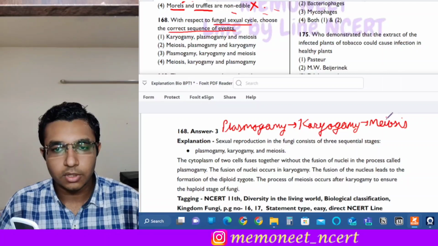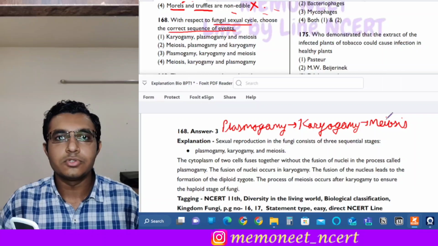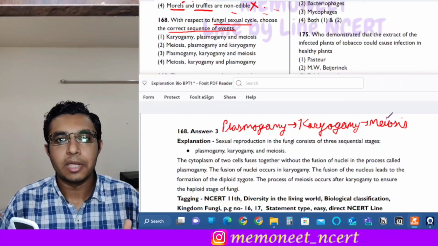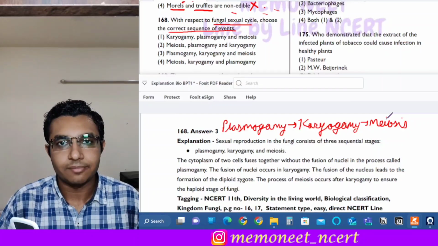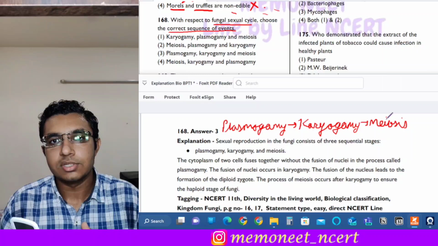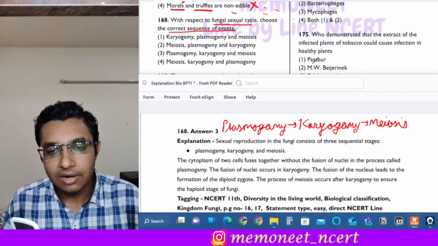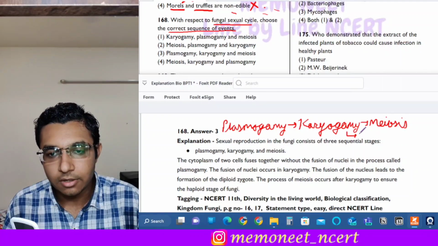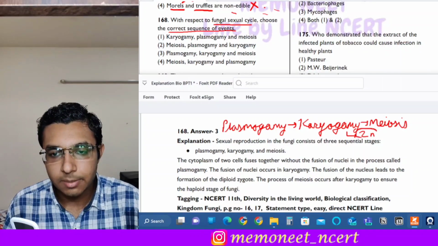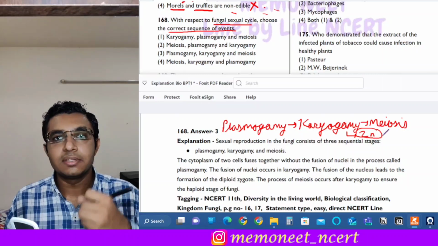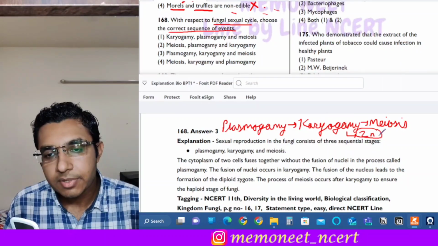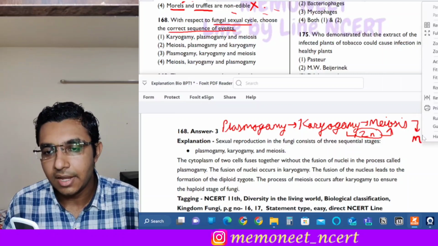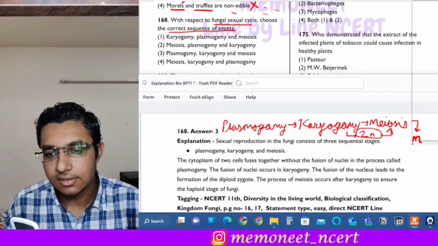So what is plasmogamy? Plasmogamy is the fusion of cytoplasm without the fusion of nuclei. After that there occurs karyogamy. Karyogamy is the fusion of nuclei, and after that there occurs meiosis. After karyogamy, the zygote is formed and it is 2n, that is diploid. And we have to maintain the haploid nature of the fungi. So what happens is that it undergoes meiosis. So after meiosis there is n, that is haploid state.